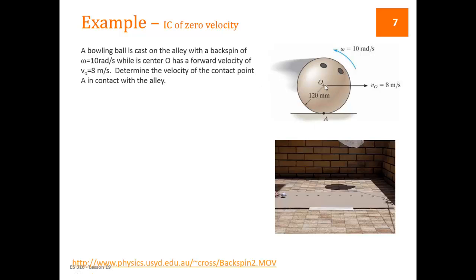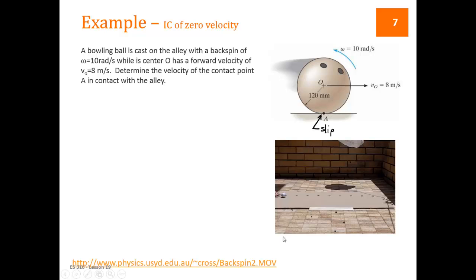So initially, the whole ball is moving to the right, but it's spinning backwards. So there's actually slip happening at A. It's not rolling, it's slipping at A. And we're trying to find the speed of this point at A.